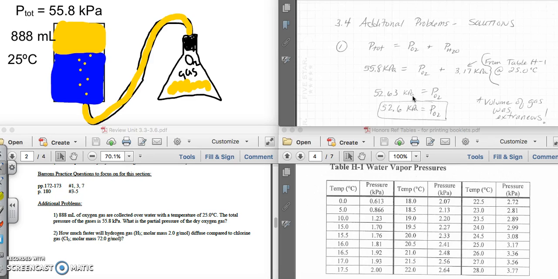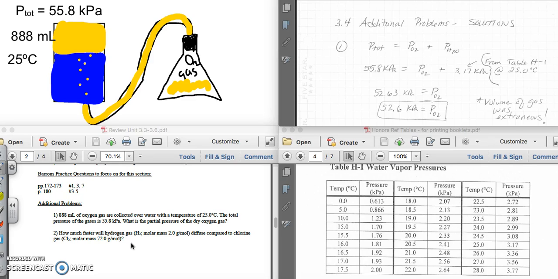And so just by simple subtraction and maintaining significant figures, we see the partial pressure from just the oxygen is 52.6. What you will notice is that the volume of the gas, being 888 milliliters, was extraneous information. It doesn't make any difference in terms of the pressure how much water was there to begin with. It's only dependent on the temperature.